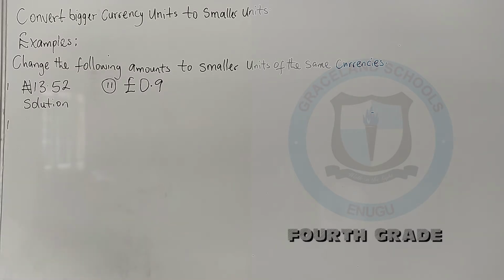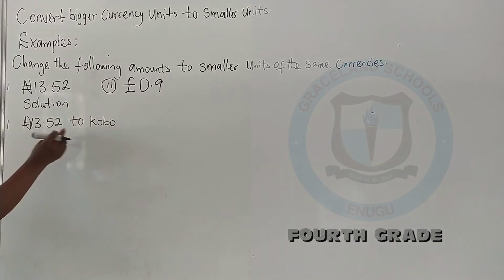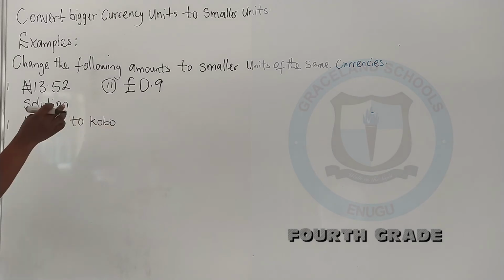For example, let's change the following amounts to smaller units of the same currency. Here, this is 13 naira 52 kobo. We'll change it to kobo. And this one is 0 pound 9 shillings pence. We'll change it to pence. 13 naira 52 kobo to kobo. That is bigger unit to smaller units. We will multiply by 100 now.